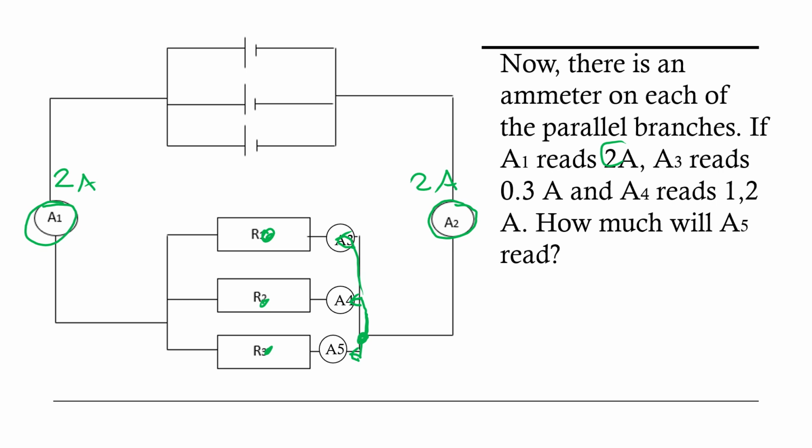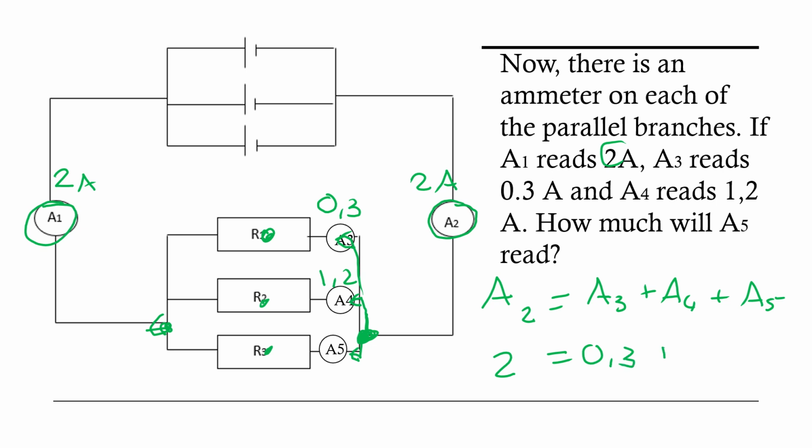This one says A3 is reading 0,3. Then it says A4 is reading 1,2. So 2 amps is entering and 2 amps needs to leave. So it's really easy for us to work out. So ammeter 2 is going to equal A3 plus A4 plus A5. Okay, A2 was 2 amps, A3 was 0,3, and A4 was 1,2. We can solve for A5. So this is 1,5. When I bring it to this way, it becomes negative. So A5 is equal to 0,5 amps.